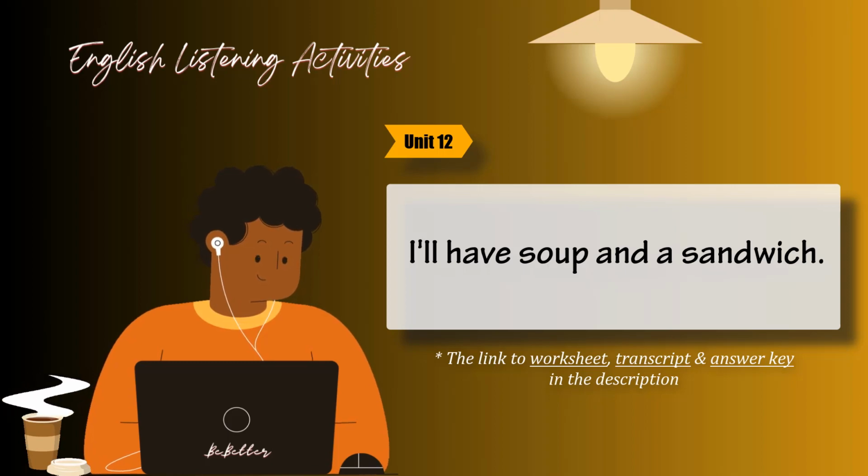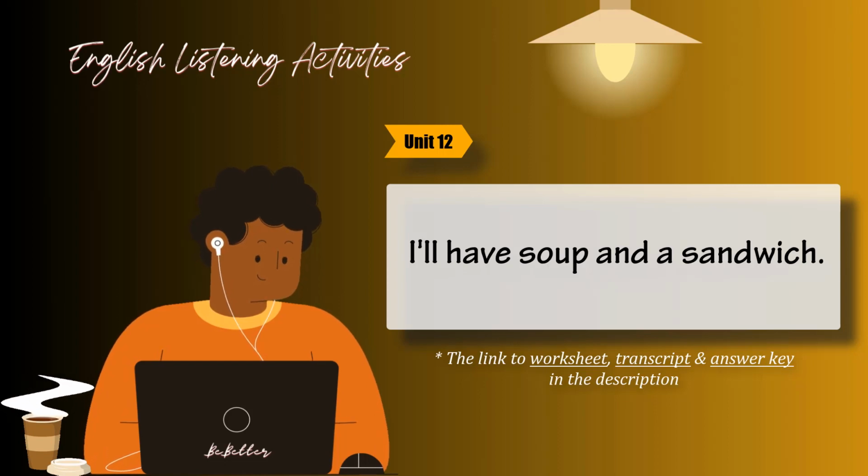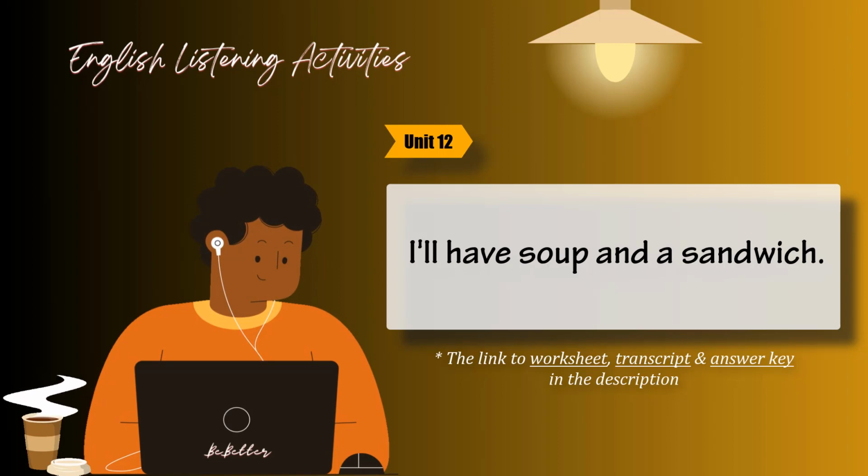Task 3. Listen. Which people are making restaurant reservations? Circle yes or no. Then listen again. Which people succeeded in making reservations? Circle yes, no, or unknown. 1.